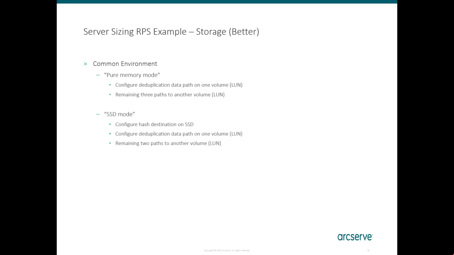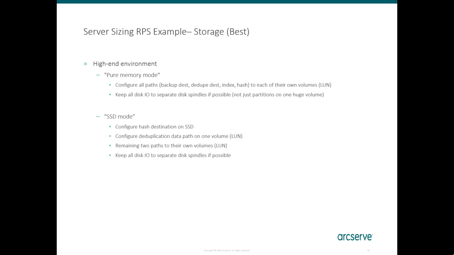In a much larger environment, a little more resources are available typically. So a better practice would be to have some segmentation. Configure the dedupe data path on one volume, and then the other 3 on the other. I would definitely recommend RAID to give you some fault tolerance in here if you're doing pure mode. Adding SSD in SSD mode, again, further separates the hash in its own location, and then your other paths as well. So segmentation, more spindles, more performance is the idea in this example.